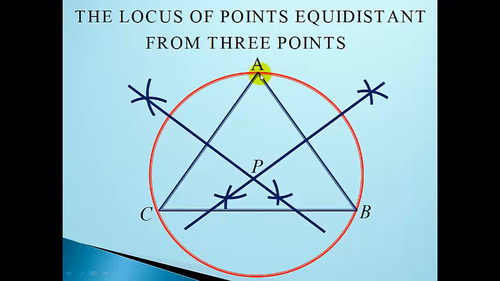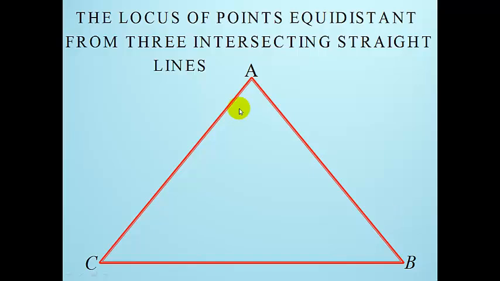Take note that you bisect any two of the lines. Where the two lines meet, name it point P or any variable you want. You stand at that point, open to any of the vertices and describe your circle. It will be a circle passing through all the vertices of the triangle.